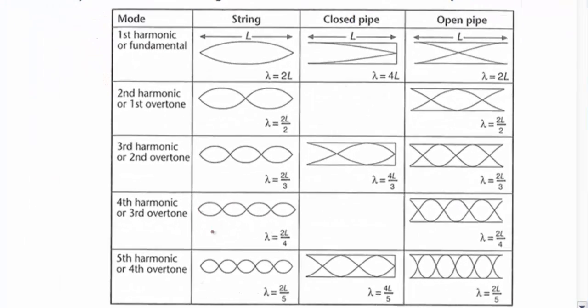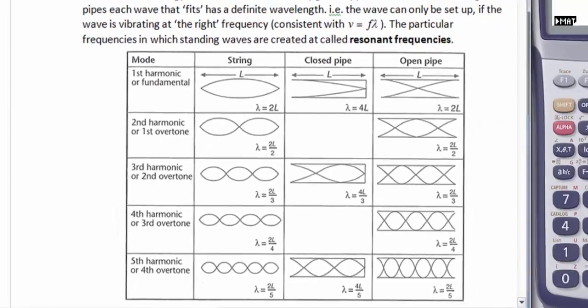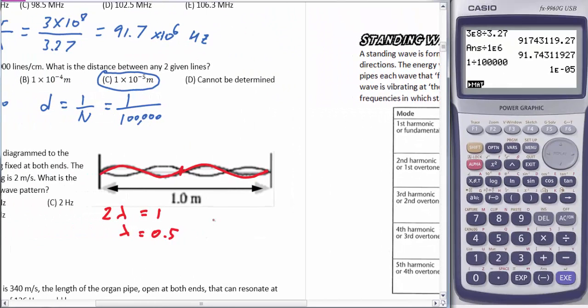I could have also referred to the sheet that I've been given in class and seen that it's the 4th harmonic, and that lambda equals 2L over 4, and so I could have done it that way as well: lambda equals 2L over 4, so it's 2 times 1 divided by 4, and I would again have got 0.5 meters.